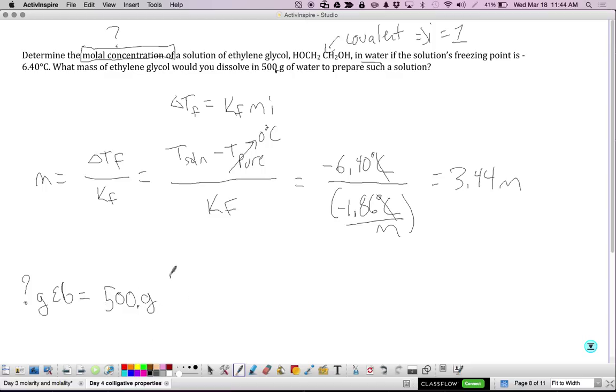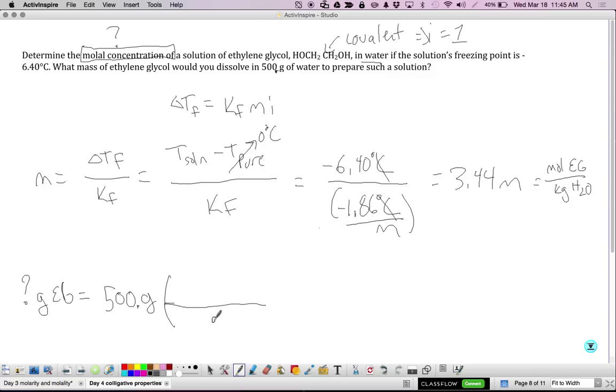Okay, and then I can use the concentration, the molality that I just calculated, which is 3.44. Well, you know what, actually, before I do that, I'm not going to do it that way. I changed my mind. What I want to do is I know that this is moles of ethylene glycol over kilograms of water.